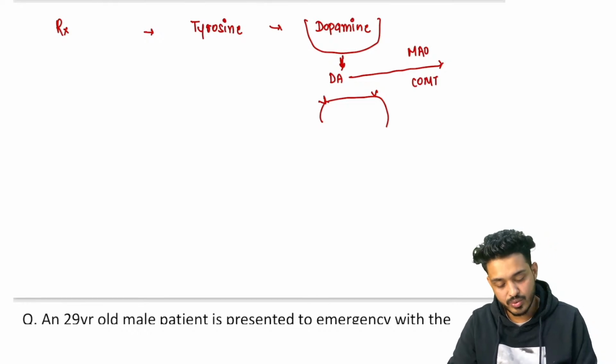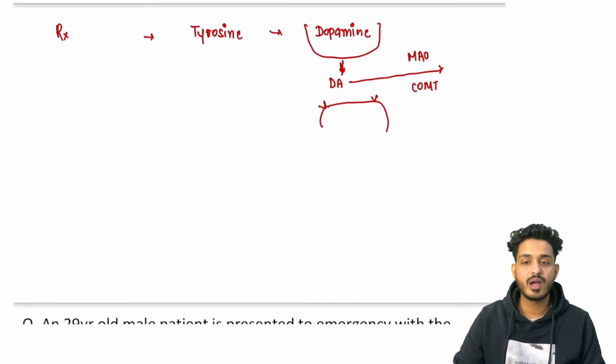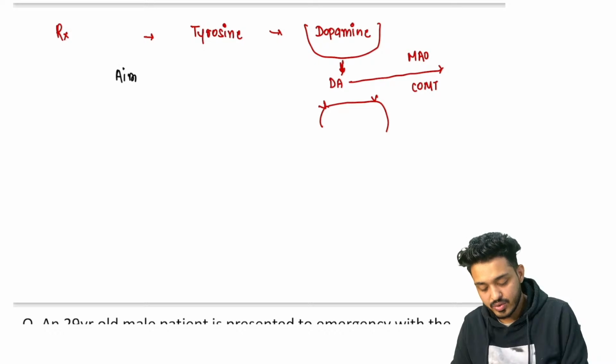Now what we need to do, we need to understand our aim. What is our aim here? To increase dopamine in the nigrostriatal pathway.